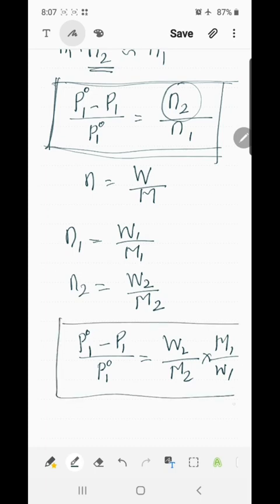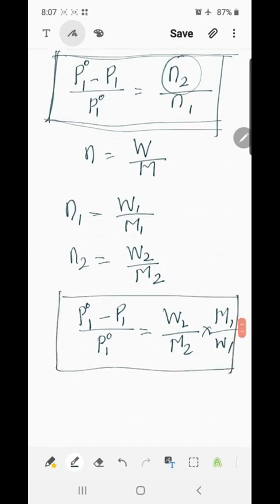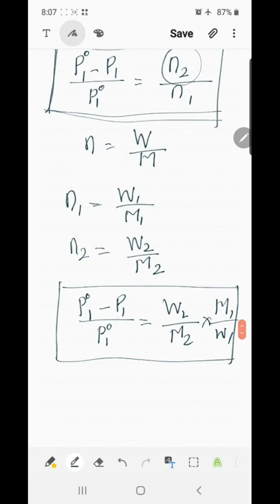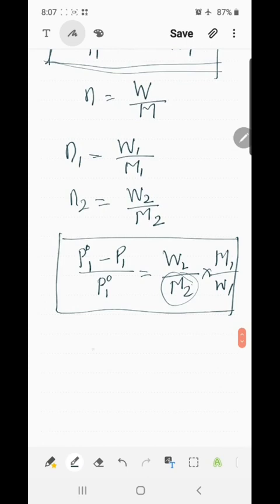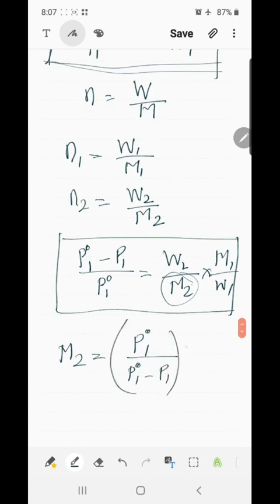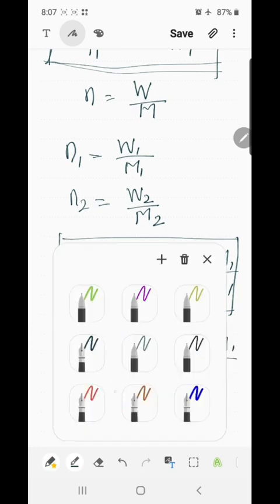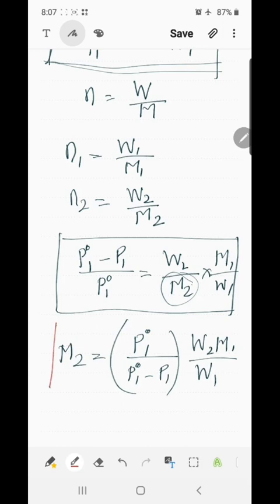So class, this is the formula which relates lowering of vapor pressure or relative lowering of vapor pressure and molar mass of solute. We can rearrange it also. So M2 can be written as P01 upon (P01 minus P1) into W2 M1 upon W1. A very important formula to solve numerical based questions.